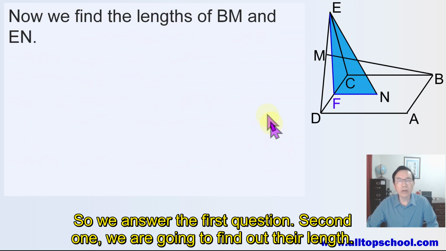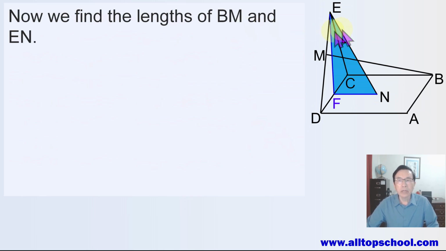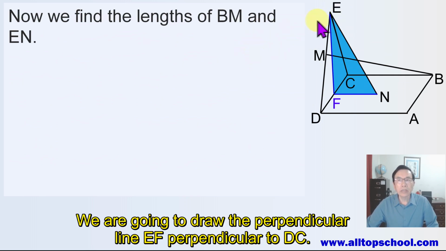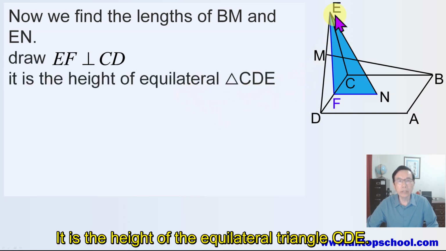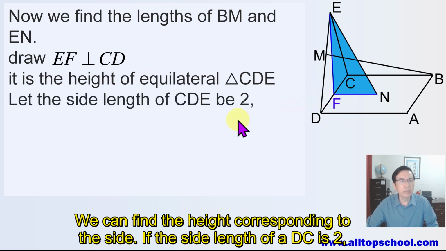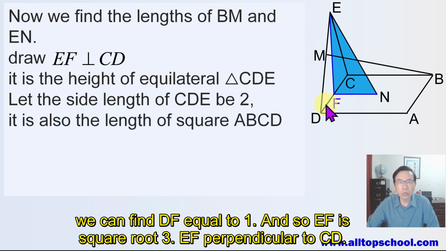Second one, I'm going to find out their lengths. We draw the perpendicular line EF perpendicular to DC. It is the height of the equilateral triangle CDE. We can find the height corresponding to the side. If the side length of DCE is 2, we can find DF equals 1, and so EF is square root 3.